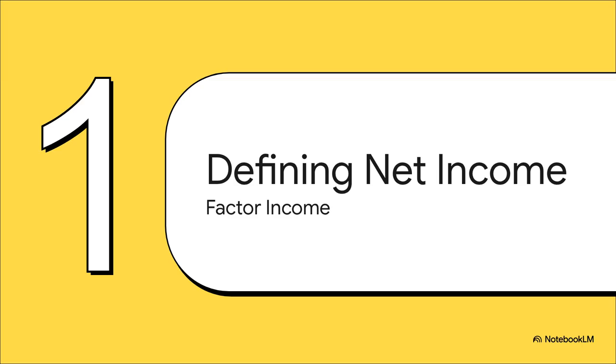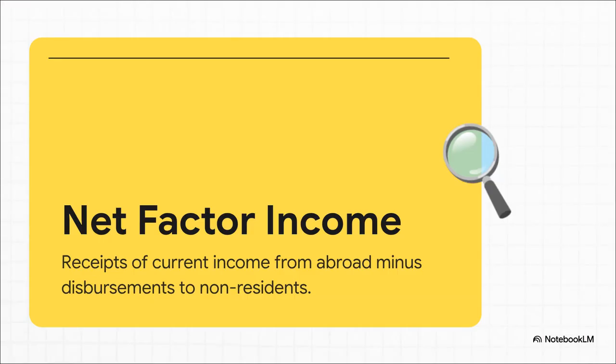Starting with Section 1, Defining Net Factor Income. Okay, the absolute most important thing to remember here is the word net. In economics, net is always just a simple math equation. What comes in minus what goes out. So net factor income is literally just the receipts of current income earned by our residents from abroad minus the disbursements of current income paid out to non-residents. That's it. Receipts minus disbursements. Burn that into your brain for test day.